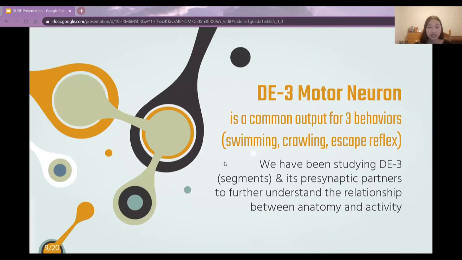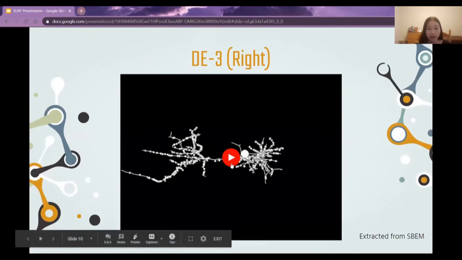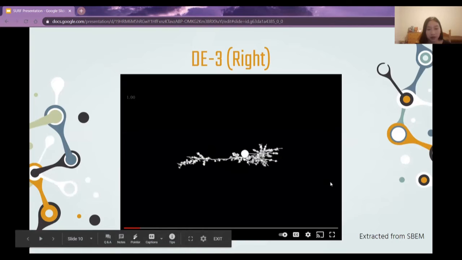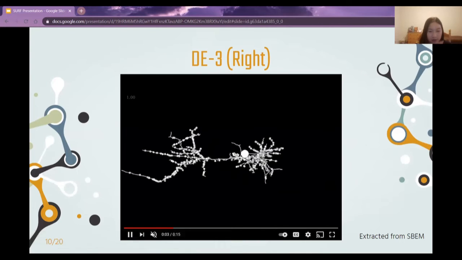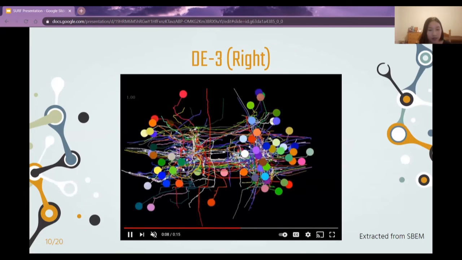We focus on the leech's DE3 motor neuron and three key behaviors: swimming, crawling, and an escape reflex we call local bending. All of these behaviors share a common output in the DE3 motor neuron, and each of the behavior's neural circuits include DE3. So our research is primarily focused around DE3R and its presynaptic partners. Here's a quick video showing the structure of DE3R. Here in white, each of the nodes represent a node, and each of the lines represent a segment, and every color represents a different presynaptic partner.